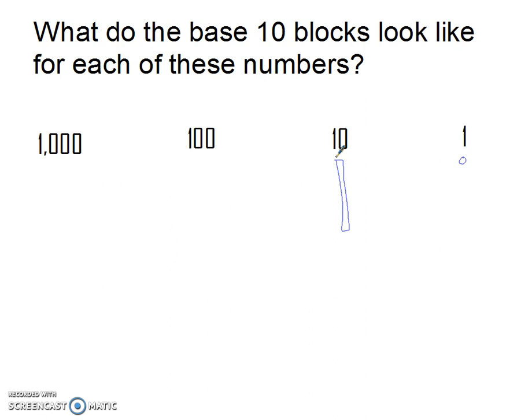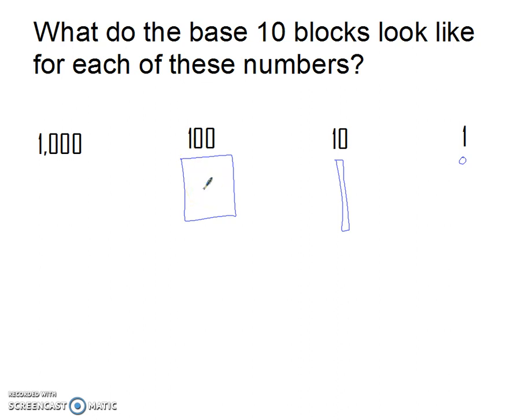The 100 would then be 10 of these fries put together right beside each other. So it's going to be a square, and it should be about the same height as the fry for the 10. And then when we get to thousands, we're going to have 10 of these squares put together, and it's going to be a cube.